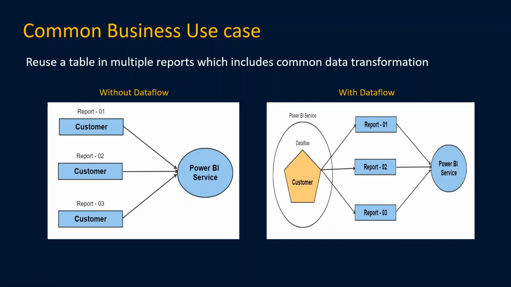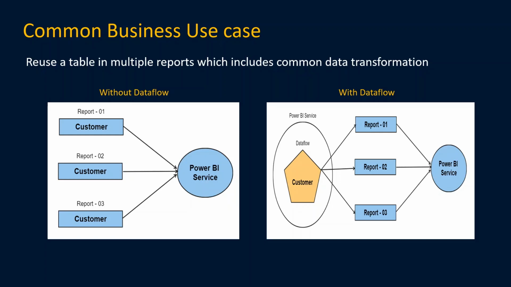So that customer table we included into the data flow, and that data flow is centrally available in the Power BI service. So whenever we want to use that particular table, we can connect to the data flow and get this table. Let's say in future report 4 or 5 is added and wants to consume that similar table, then they will not connect to the source system, they'll connect to the data flow. They'll get this customer table added into their report, and they can proceed with further report development, right?